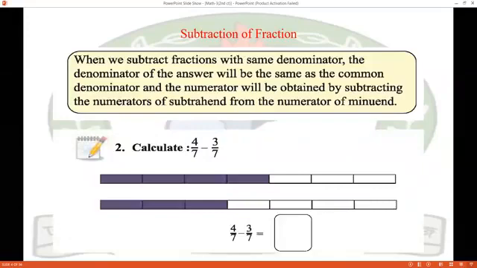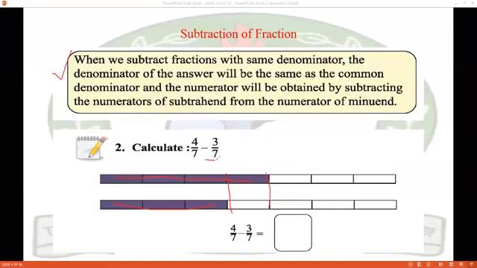So there is a calculation, 4 by 7 minus 3 by 7. We find the 4 of 7 parts. So this is colored 1, 2, 3, 4, and you have to subtract 3 of the 7 parts, this 3, so you remain with this one color. We simply subtract it by following this rule.